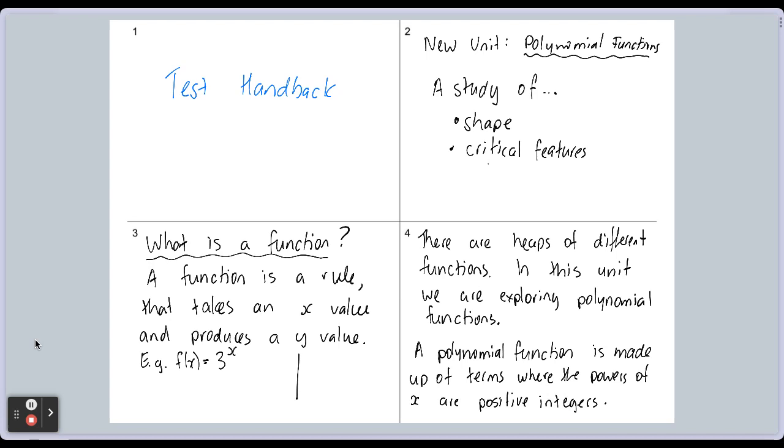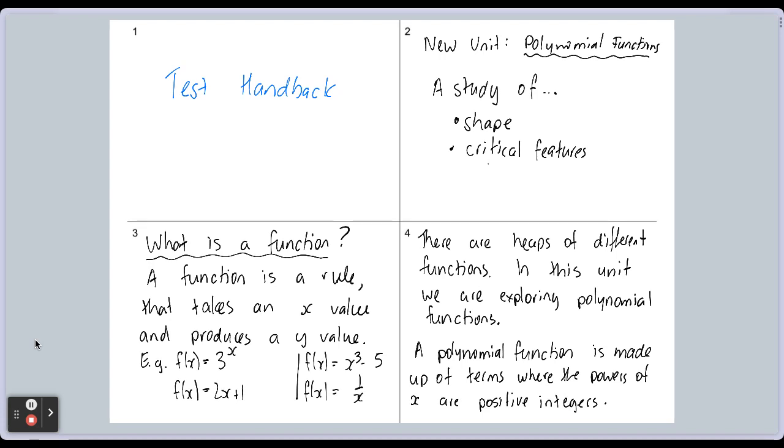We will come across all of these examples over the course of the year, but not all of these are polynomial functions. F of x equals 3 to the power of x. F of x equals 2x plus 1. F of x equals x cubed minus 5. F of x equals 1 on x. All of these are examples of functions.